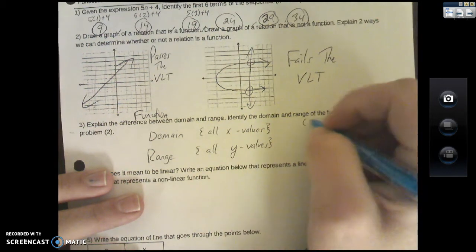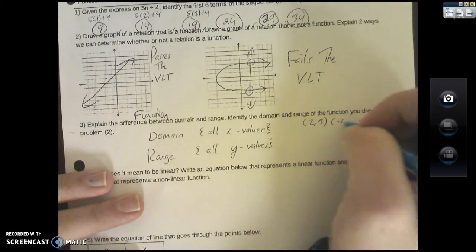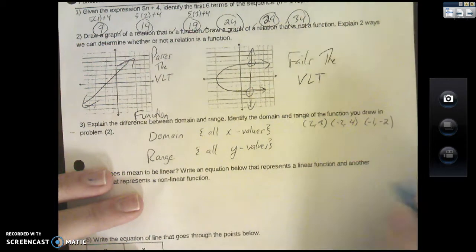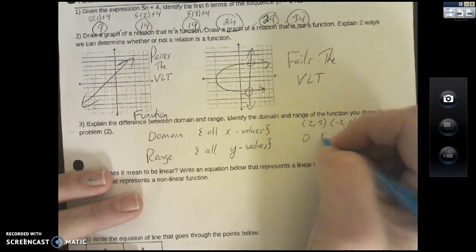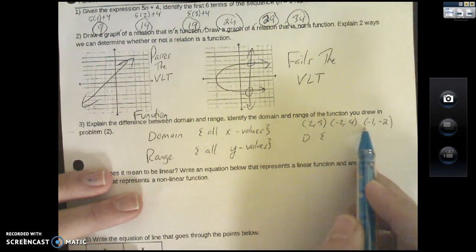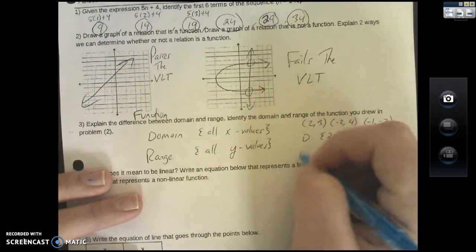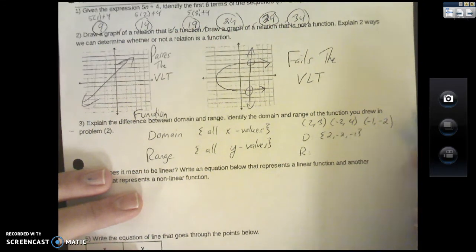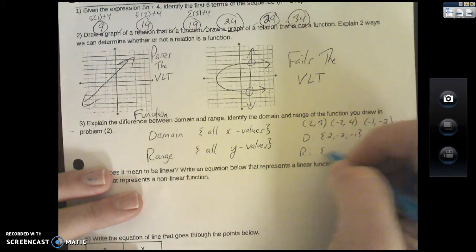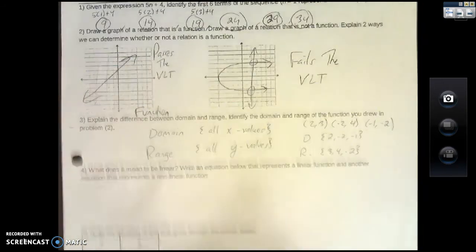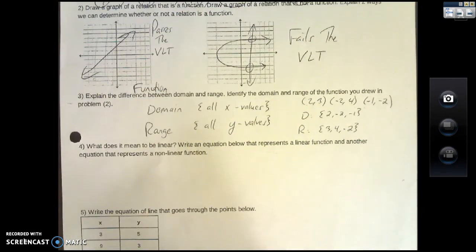So let me give you a little example here. 2, 3, negative 2, 4, negative 1, negative 2. My domain would be 2, negative 2, negative 1. And my range would be 3, 4, negative 2. Okay? Cool.